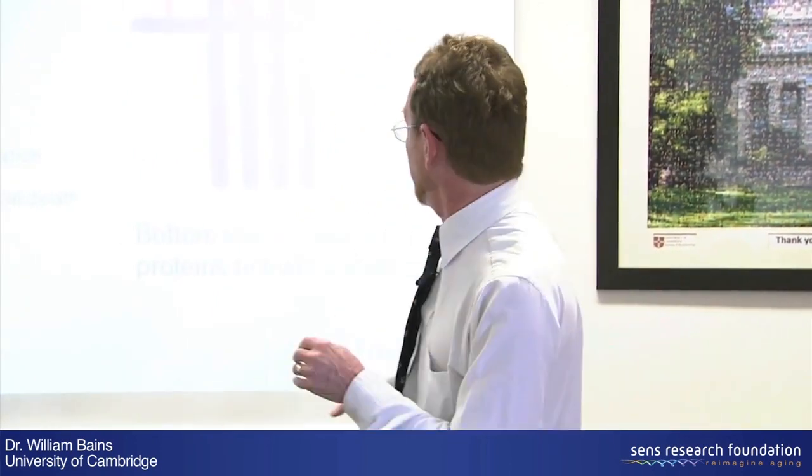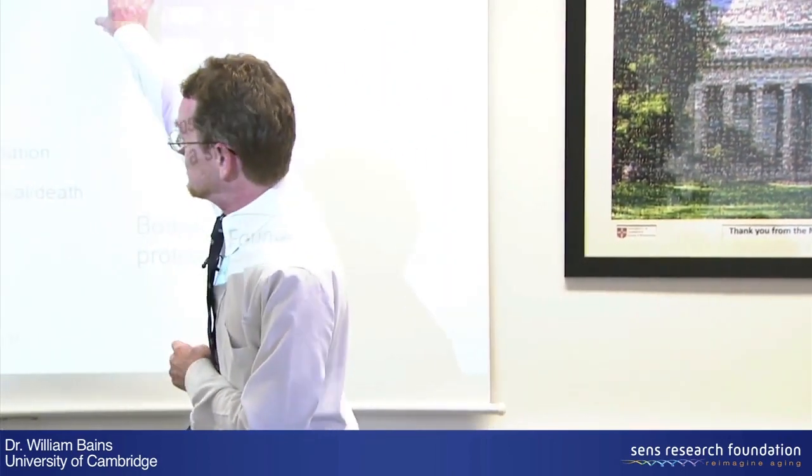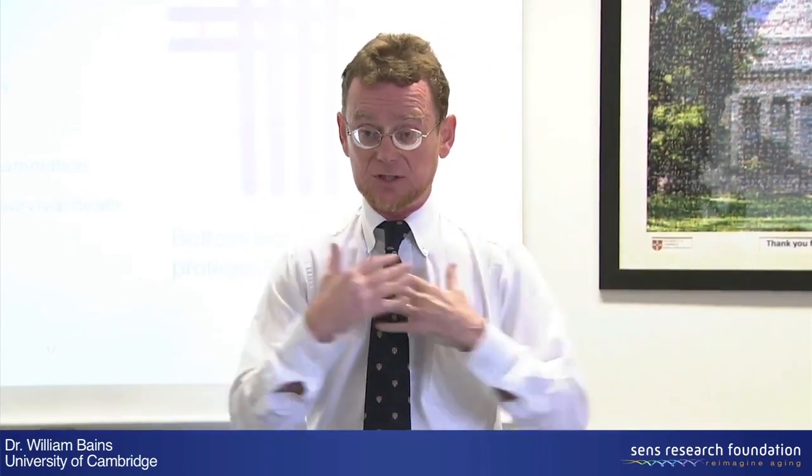Those of you who think, oh, that's a bit much, the bottom line is that these crosslinks cross-link the matrix proteins and form a more stable and more rigid structure. So lysyl oxidase is important for cross-linking collagen fibers. Transglutaminase does a number of things. It builds the stratum corneum of the skin, a very, very top layer of the skin. The bit right on the outside has no cells in it. It's protein and lipid that's cross-linked to form an impermeable barrier between you and the outside world called the stratum corneum, and a lot of that cross-linking is done by a transglutaminase.